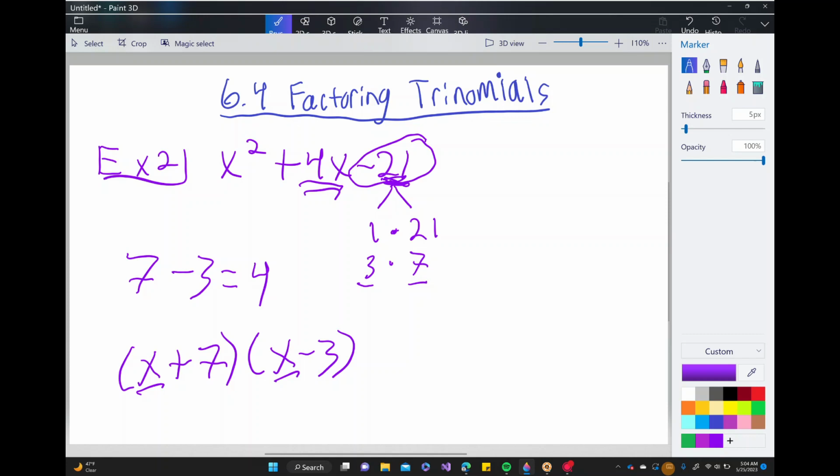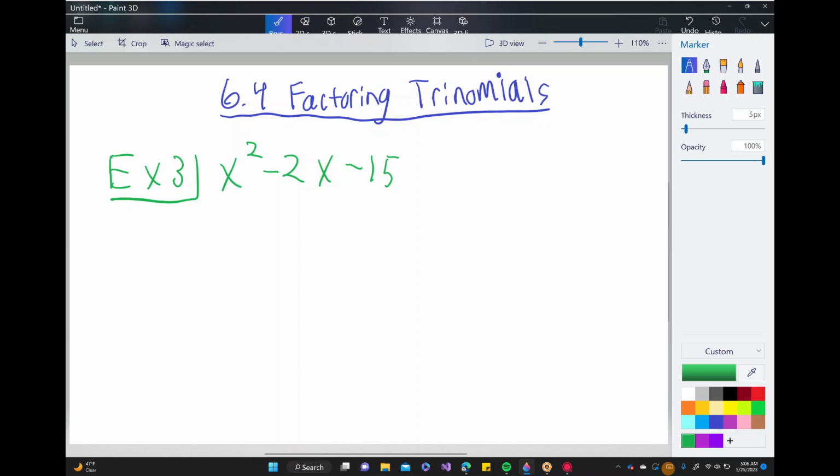Now, let's take a look at example 3. So for example 3, we have x squared minus 2x minus 15. So we're going to find two numbers that multiply to negative 15 there, but will combine to negative 2. Now the difference between this example and the last example is our middle term. The last example, our middle term was positive. This one, it's minus 2x. So this means find two numbers that add or subtract to 2x. So that's 3 and 5.